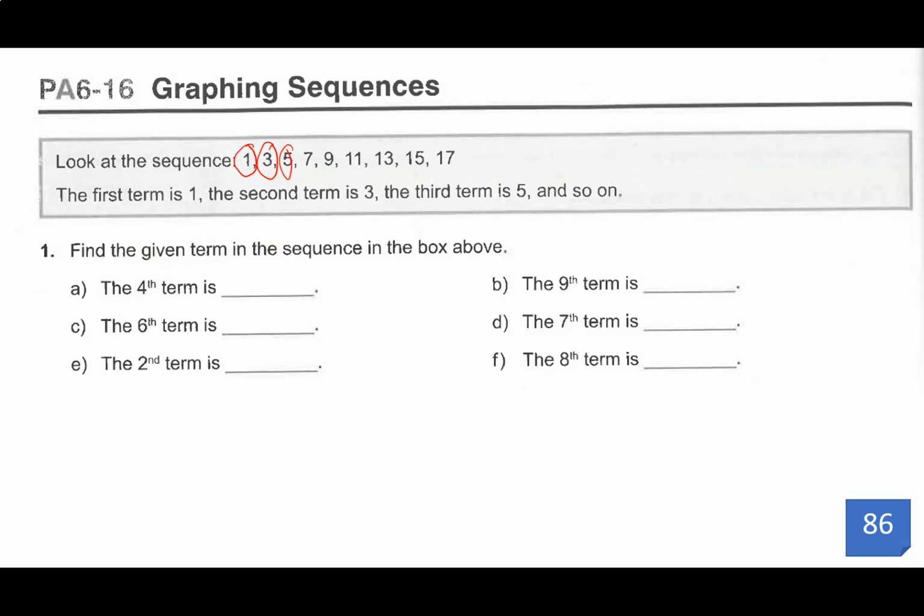The fourth term, that simply means the fourth number listed. 1, 2, 3, 4 is 7. The ninth term, let's see. 1, 2, 3, 4, 5, 6, 7, 8, 9. The ninth term is 17. The sixth term, 1, 2, 3, 4, 5, 6, 11. I would like you to try the remaining 3 by yourself.